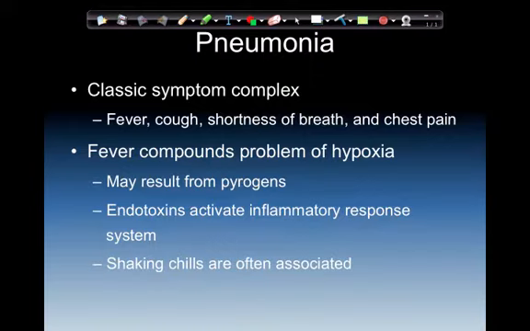Fever compounds the problems of hypoxia and may result from pyrogens, fever-producing substances released within the body. Endotoxin, remnants of the bacteria, activates the inflammatory response system. Shaking and chills are often associated with this as well. Fever goes up, we get a higher temperature, and we get a right shift of the oxygen-hemoglobin dissociation curve.